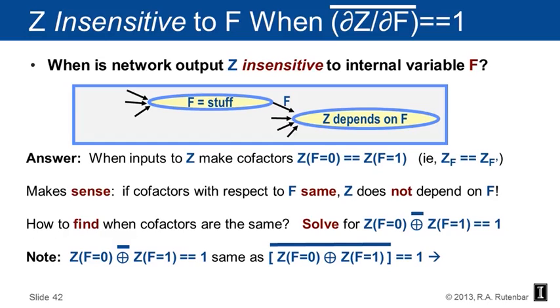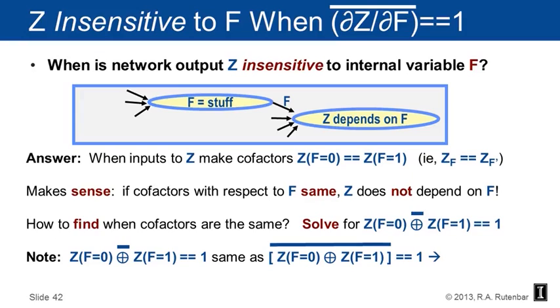When is the network output Z insensitive to internal variable F? Here's a good mathematical definition. When you can find some inputs to Z that make the cofactors Z with F set to 0 equal to Z with F set to 1. So if Z_F equals Z_F bar, the Shannon cofactors, then Z is not dependent on F. Any inputs to the Z function that make Z_F equals Z_F bar make Z independent of F. If the cofactors are the same, when you set F to 0 and F to 1, Z does not depend on F. That makes sense.